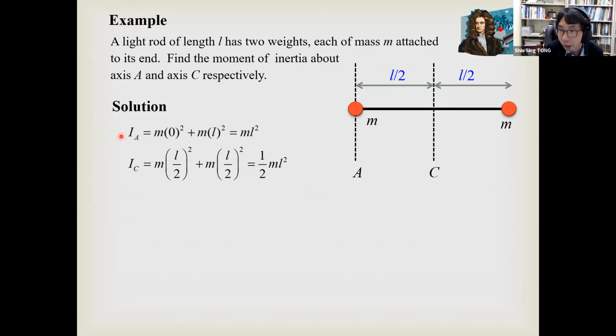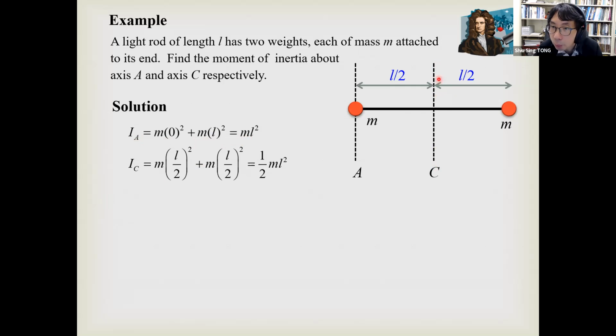Let us calculate IA about this axis. Now the distance of this mass from the axis is 0 because the mass lies exactly on the axis. So it does not contribute, because m multiplied by 0 squared, the distance squared, is 0. The second mass on the other end is at a distance L, the length of the rod, from the axis, so it contributes a term mL squared. So the sum of these two terms is the moment of inertia about A, and that's given by mL squared.